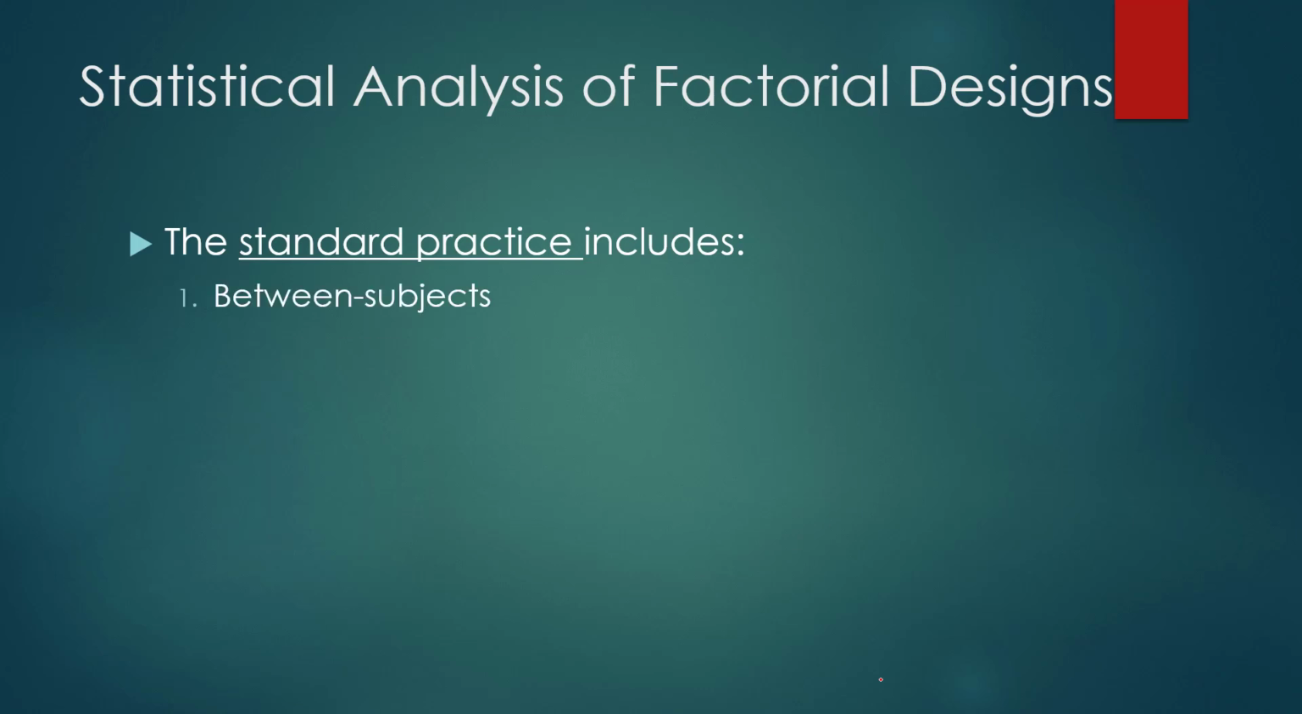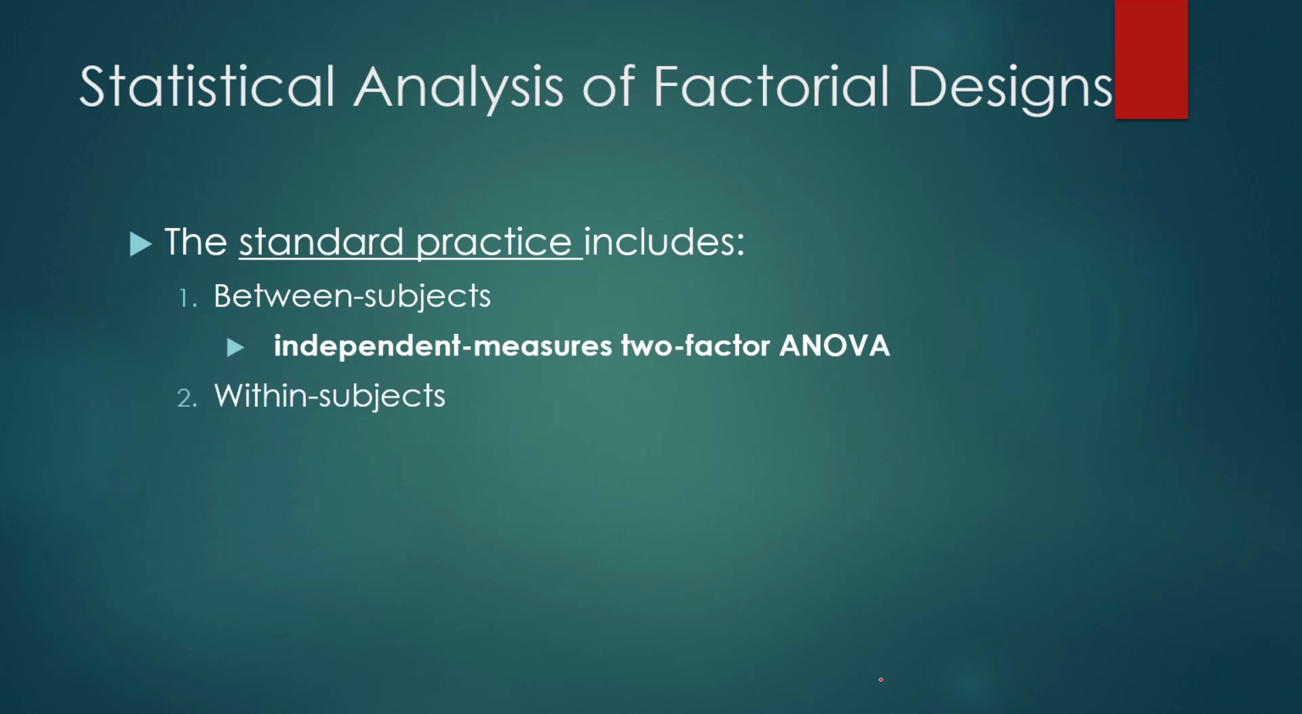For between subjects, an independent measures 2-factor ANOVA, or 2-factor or more ANOVA, would be the type of analysis you would use. If you have a within subjects design, you would use a repeated measures 2-factor ANOVA. Hopefully this makes sense to you. We've talked about how between subjects is also called independent measures. But now we can't use a simple one-way ANOVA. We have to use a factorial ANOVA, so we'd use a 2-factor ANOVA.